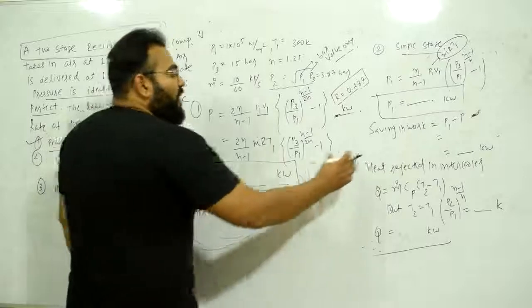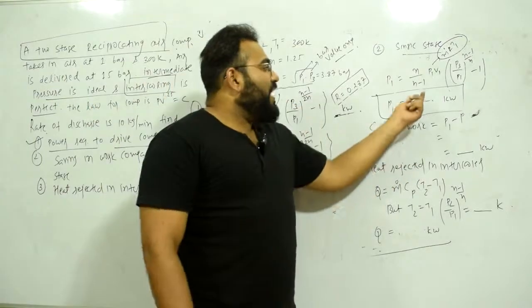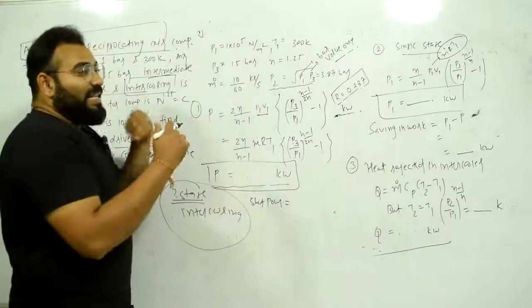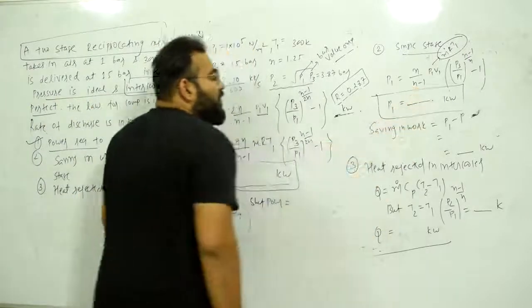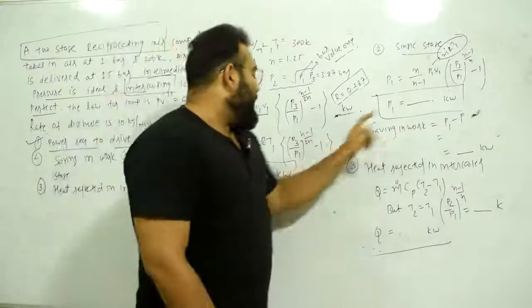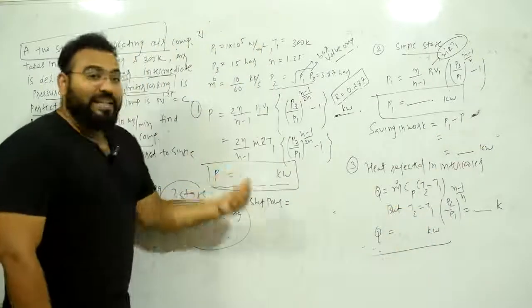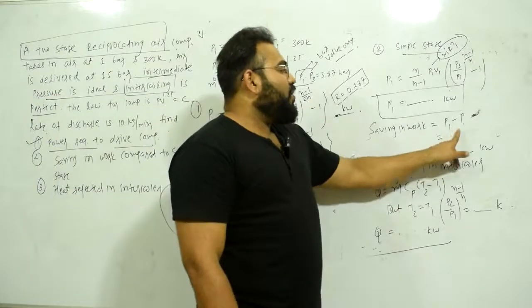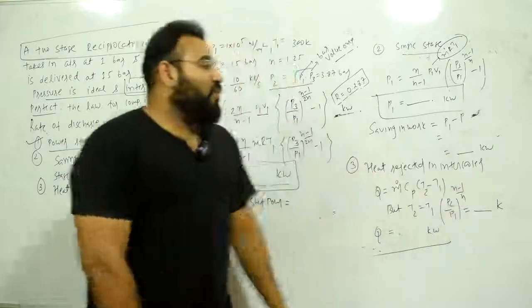Now what is the saving in work? Let us say, for example, you get 50 kilowatt for single stage and 40 kilowatt here. That means for getting the same pressure, here you require 40 kilowatt and here you require 50 kilowatt. So how much power is saved? 50 minus 40 is equal to 10. So if you do two stage, you can save 10 kilowatt. That is just for example. That is how you have to write: saving in work is equal to P1 minus P blank kilowatt.